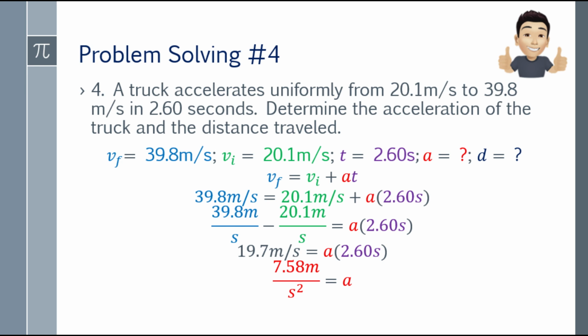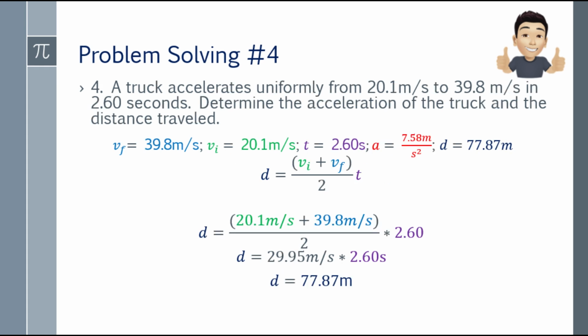So, yung sa tanong na, a truck accelerates uniformly from 20.1 meters per second to 39.8 meters per second in 2.6 seconds. Yung acceleration niya is 7.58 meters per second squared. Right, next one, we have to find the distance traveled.